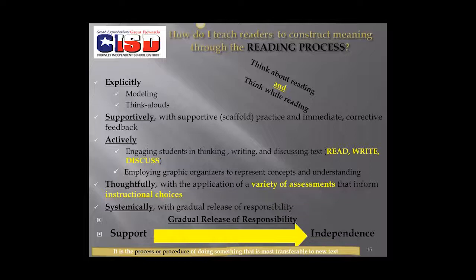So how do I teach readers to construct meaning through the reading process? We teach readers to construct meaning through the reading process explicitly by modeling and think alouds. Supportively with supportive practice and immediate corrective and descriptive feedback. Actively by engaging students in thinking, writing, and discussing text, by using graphic organizers to represent concepts and understandings. Thoughtfully with the application of a variety of assessments that inform instructional choices, and systematically with gradual release of responsibility.